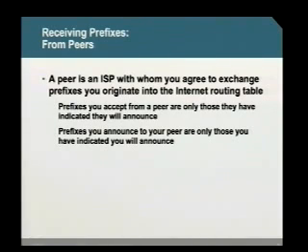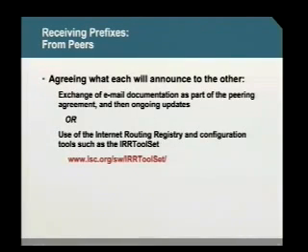Okay, but generally, private peering is just that. Exchange the prefixes that you originate. Agree what you announce to each other. Well, there's email documentation, part of the peering agreement. You send email updates, however you want to do it. Some people use the Internet Routing Registry, use configuration tools like the IRR toolset.